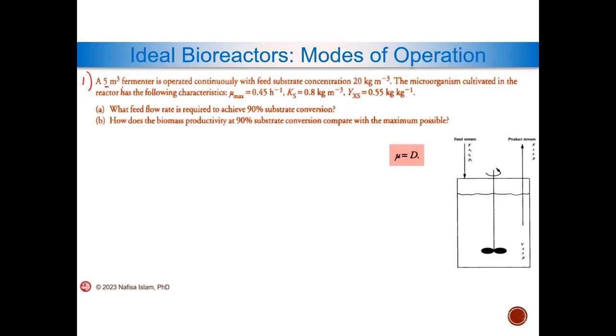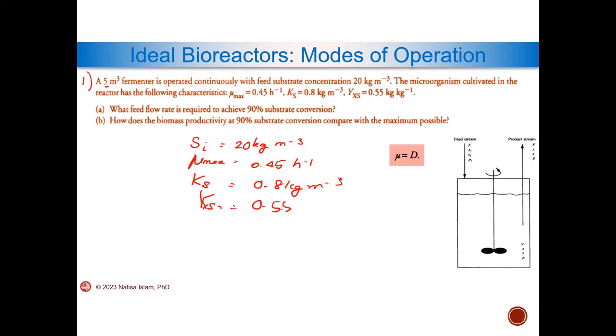A 5 meter cube fermenter is operated continuously with feed substrate concentration 20 kg per meter cube. The microorganism cultivated in the reactor has the following characteristics. Great, so we have a lot of data, and we have the yield. We have another piece of information. So what feed flow rate is required to achieve 90% substrate conversion?